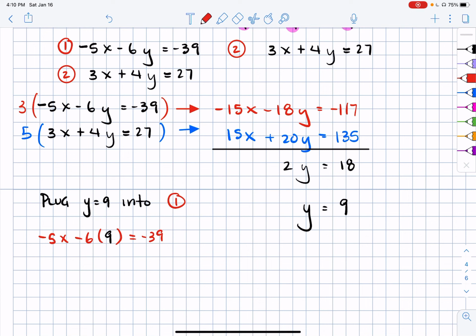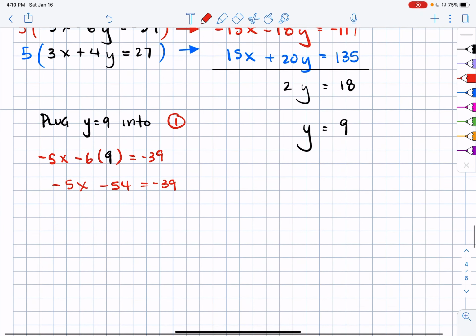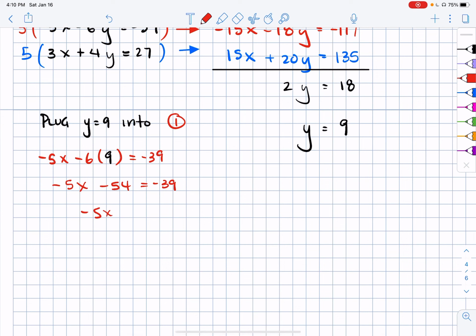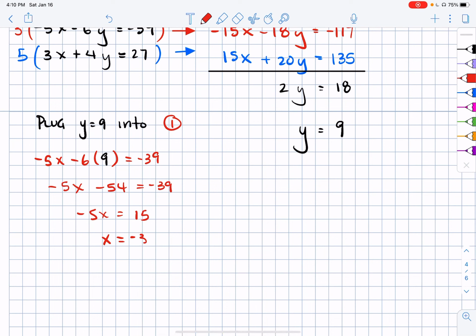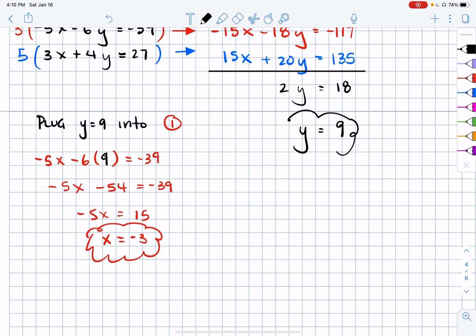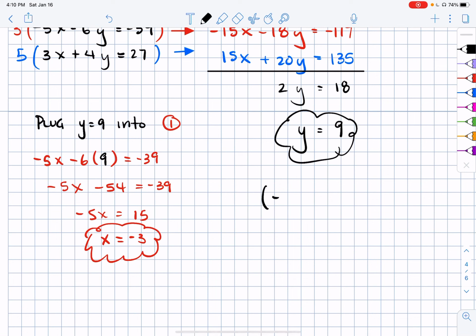Awesome. So what do I get? I get negative 5x minus 54. And that's going to equal negative 39. So negative 5x is going to equal 15. So x is going to equal 3. I mean negative 3, sorry. Negative 3. So here's my other piece. And this was my other piece. So therefore, with those two together, my answer is going to be negative 3 comma 9. So that's where these two lines would meet. And that was choice A.